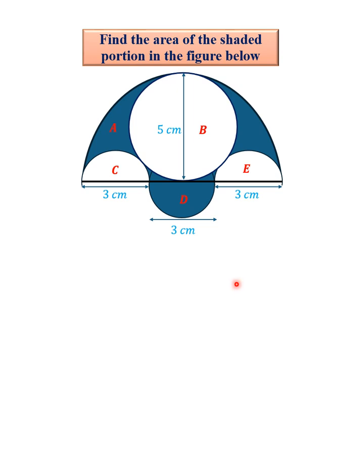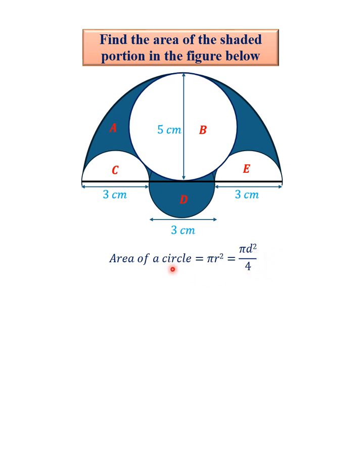So let's identify first the area of a circle. What is the formula for the area of a circle? The area of a circle is given as pi r squared. Remember, this figure is given in diameters, and the radius of a circle is half of a diameter. So in terms of the diameter, the area of a circle is also given as pi d squared over 4, where d represents the diameter of a circle.